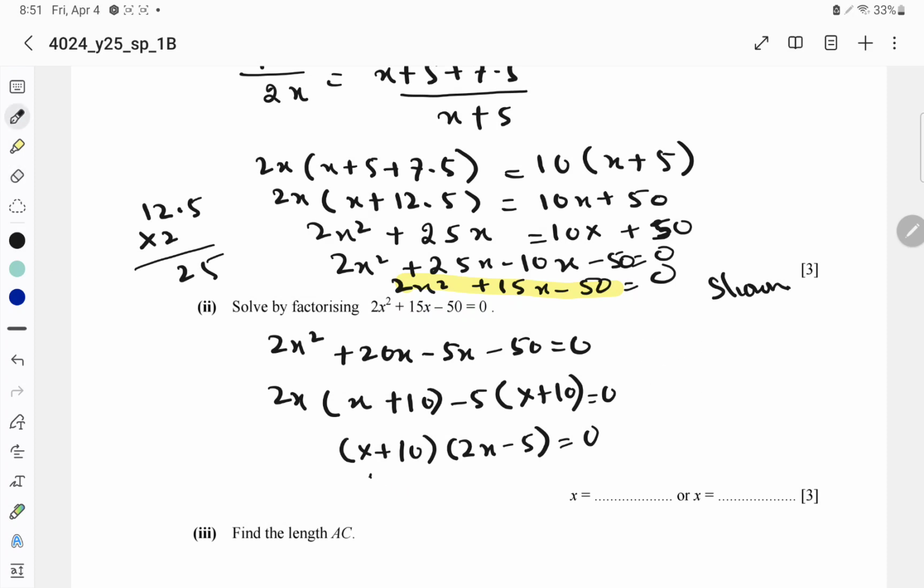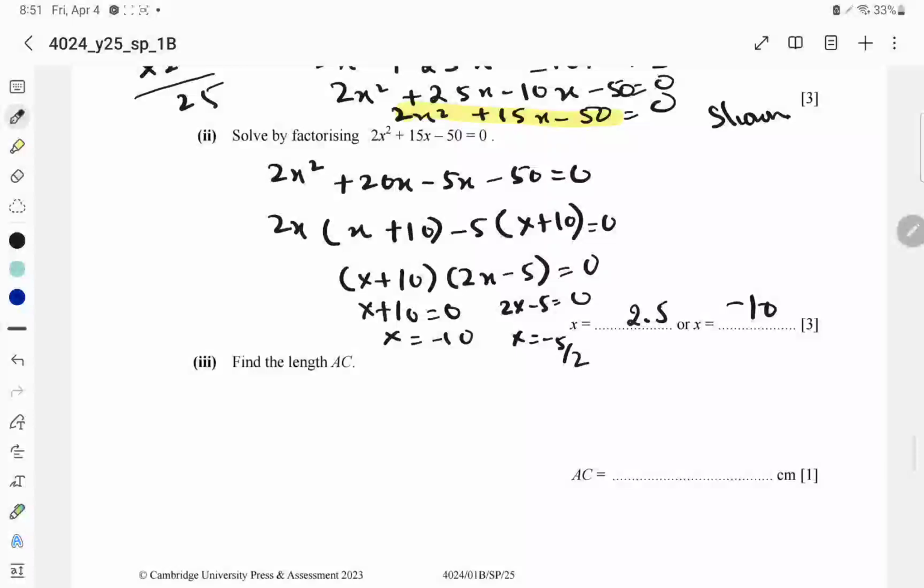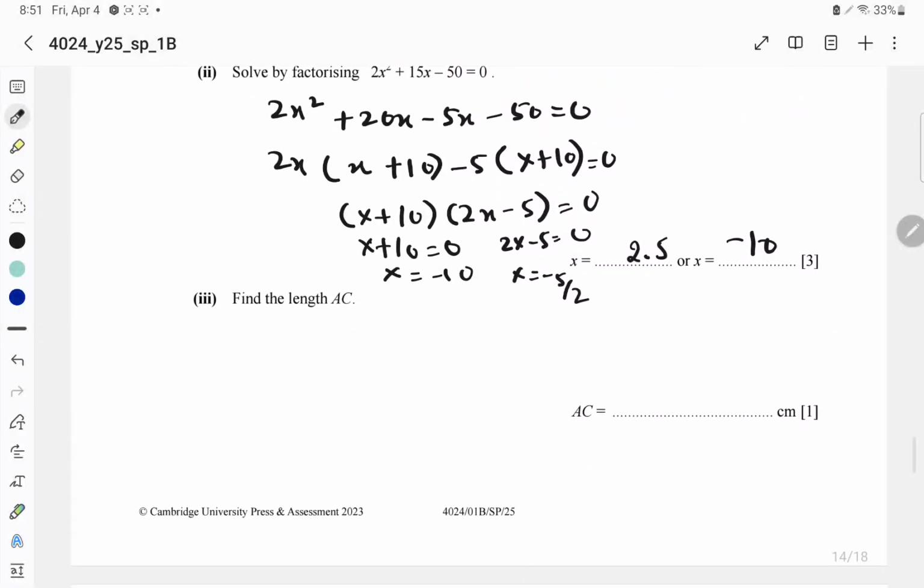Okay, so either x plus 10 is 0, so x is minus 10, or 2x minus 5 is 0, so x is equal to minus 5 over 2. Minus 5 over 2 means either you write down 2.5 or minus 2 whole 1 over 2. It's up to you. These two are the answers for this part.